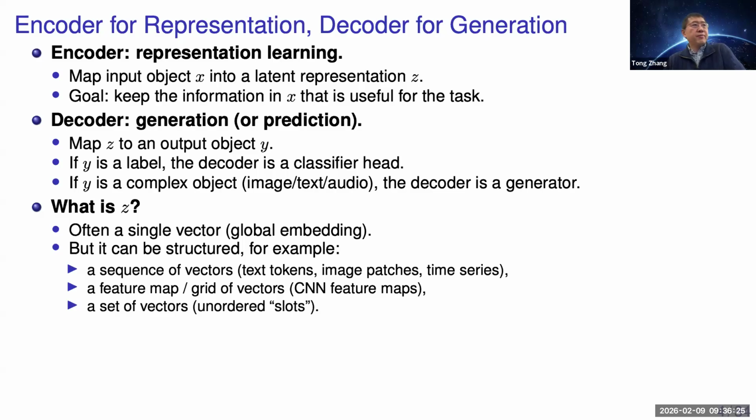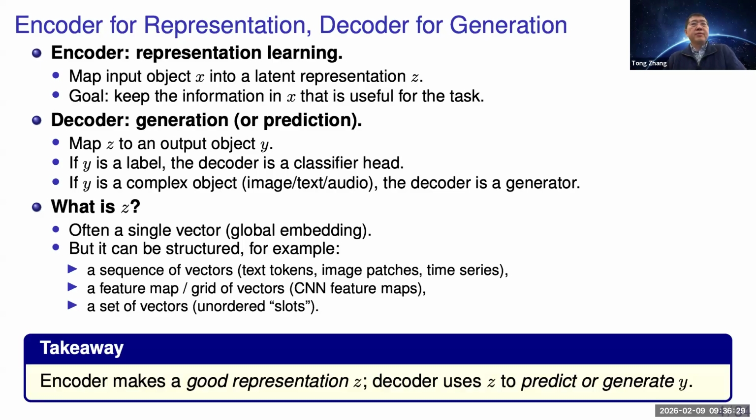But you can think, just for simplicity, of it as a single vector, which will certainly be the case we will study here, at least for a while. So the encoder makes a good representation, and the decoder uses Z to generate. So that's the story.